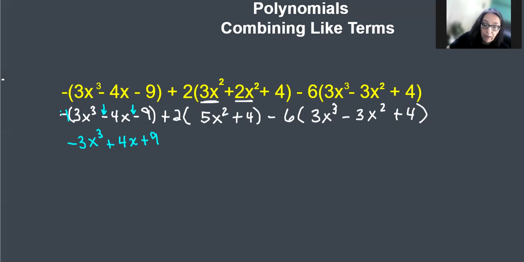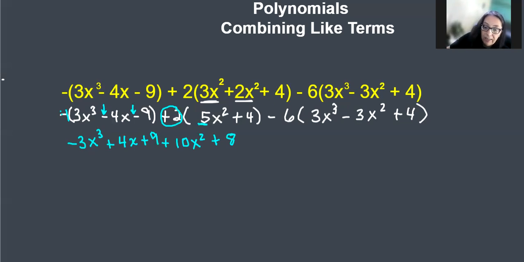Let's go on. Now I've got plus 2, that's a positive 2, right? A positive 2 times a positive 5 is a positive 10. I'm going to carry the x squared along. Now I have to do a positive 2 times a positive 4. That's going to give me a positive 8. So I took what's on the outside of the parentheses and multiplied it by everything inside.